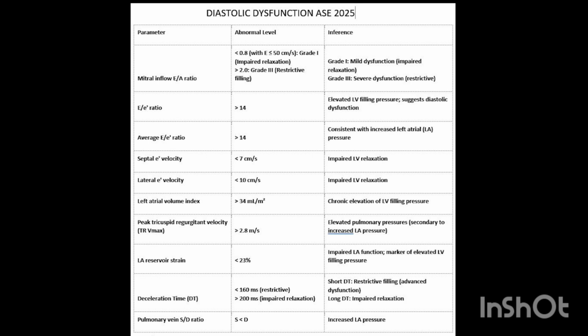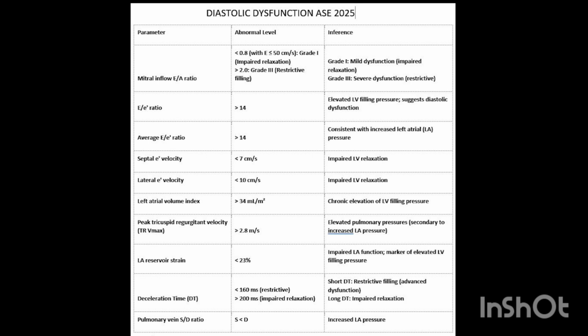The average E to E prime ratio greater than 14, consistent with increased left atrial pressure. Septal E prime velocity less than 7 centimeters per second, impaired relaxation. Lateral E prime velocity less than 10 centimeters per second, impaired relaxation. Left atrial volume index of greater than 34 ml per meter squared, suggesting chronic elevated left ventricular filling pressure.